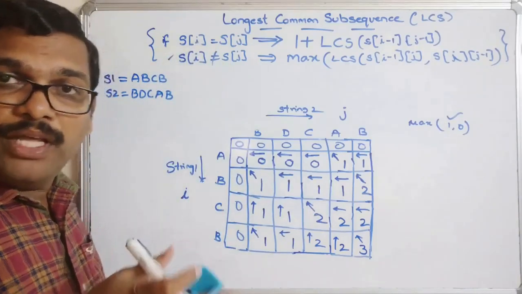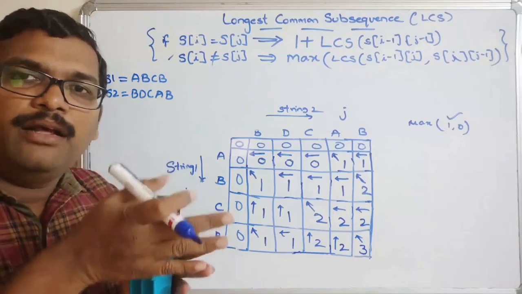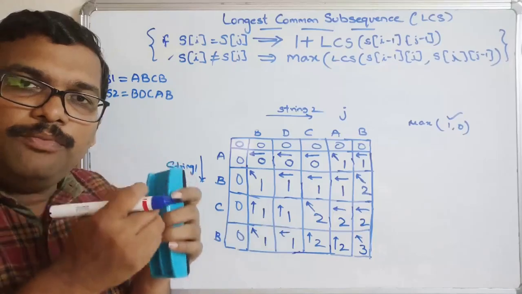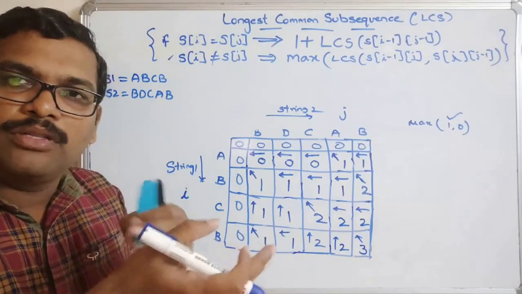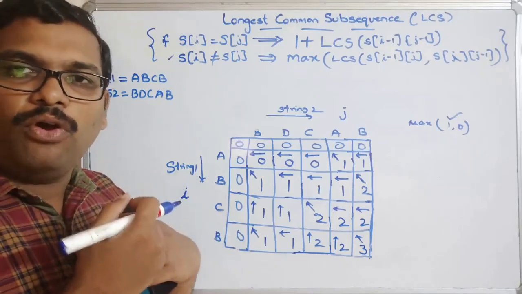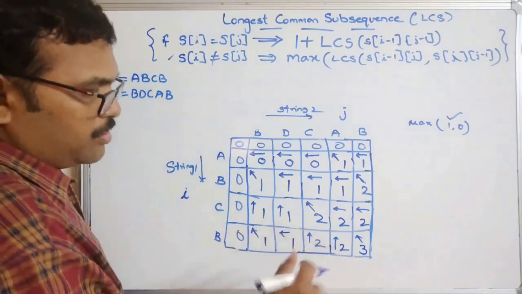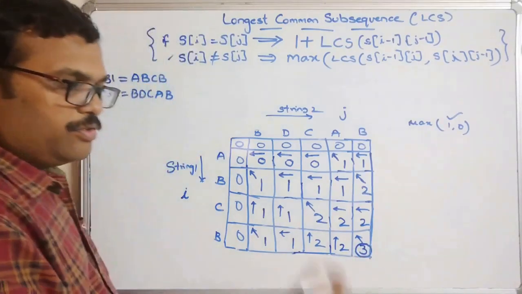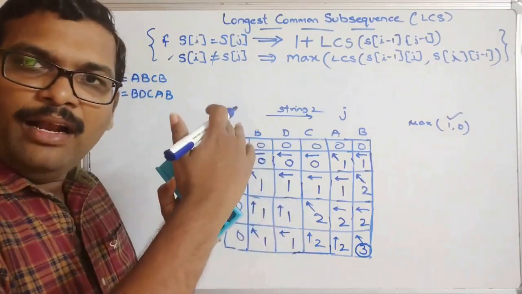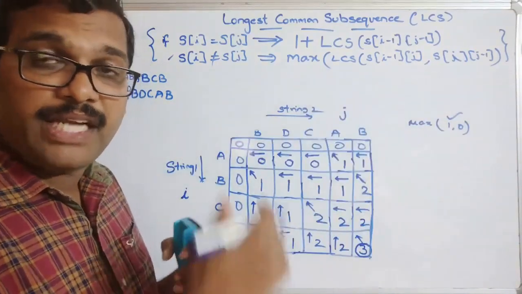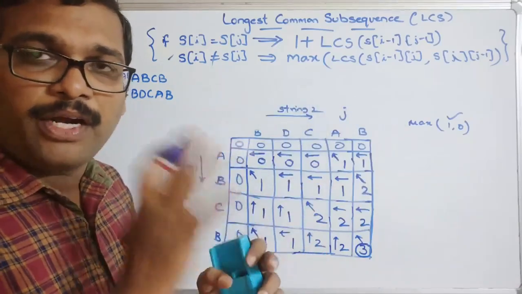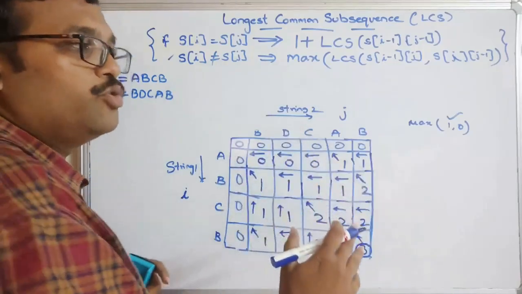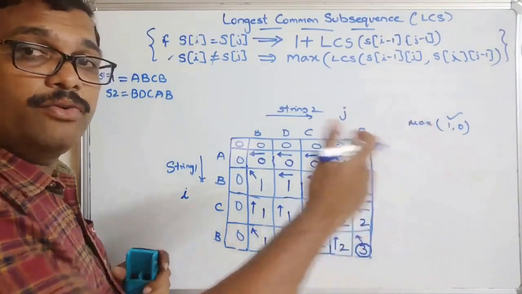Okay, if both the elements are equal, then increment the diagonal element with 1, and if both the elements are not equal, then select the maximum value among the just previous row or previous column. So now what is the maximum value? 3, and starting from 3, follow the arrow marks. If there is a diagonal, write down the element there. Important point: only if there is a diagonal do we write down the element, and that element should be written from right to left.